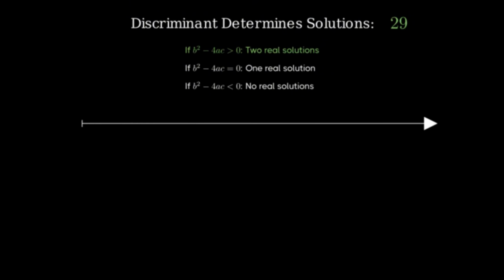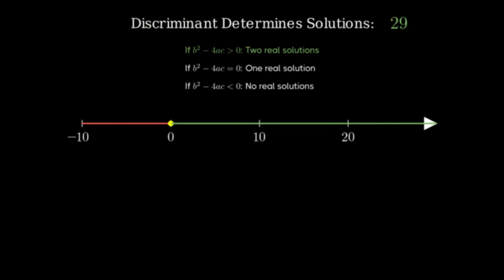Let's visualize how the discriminant works on a number line. This will help us understand the relationship between the discriminant value and the number of solutions. On this number line, the negative region shown in red corresponds to quadratics with no real solutions. The 0 point shown in yellow represents quadratics with exactly one real solution, and the positive region shown in green represents quadratics with two real solutions.